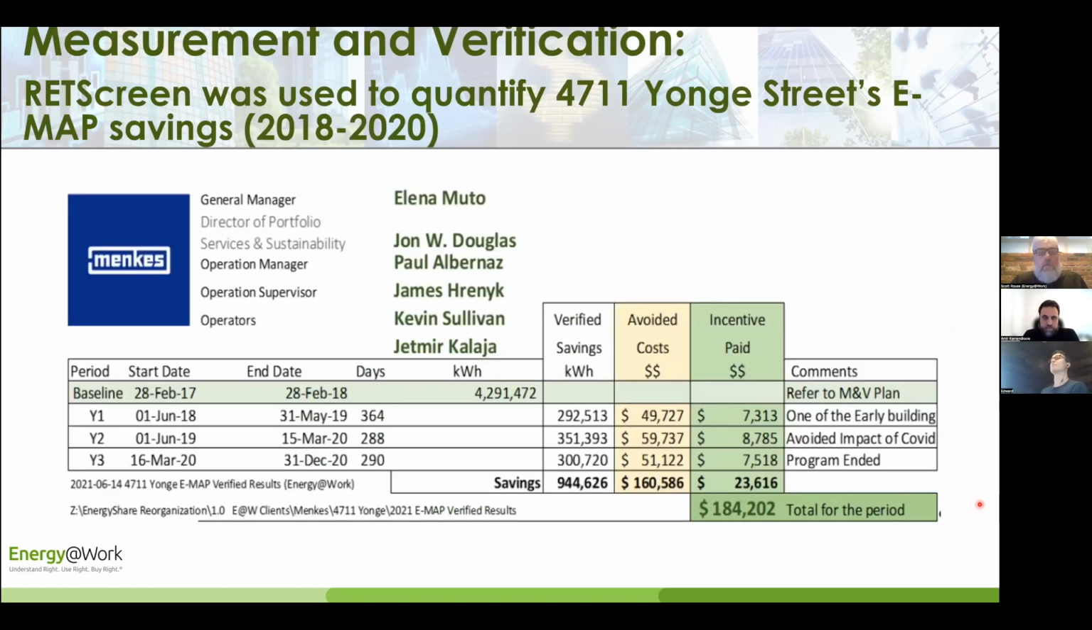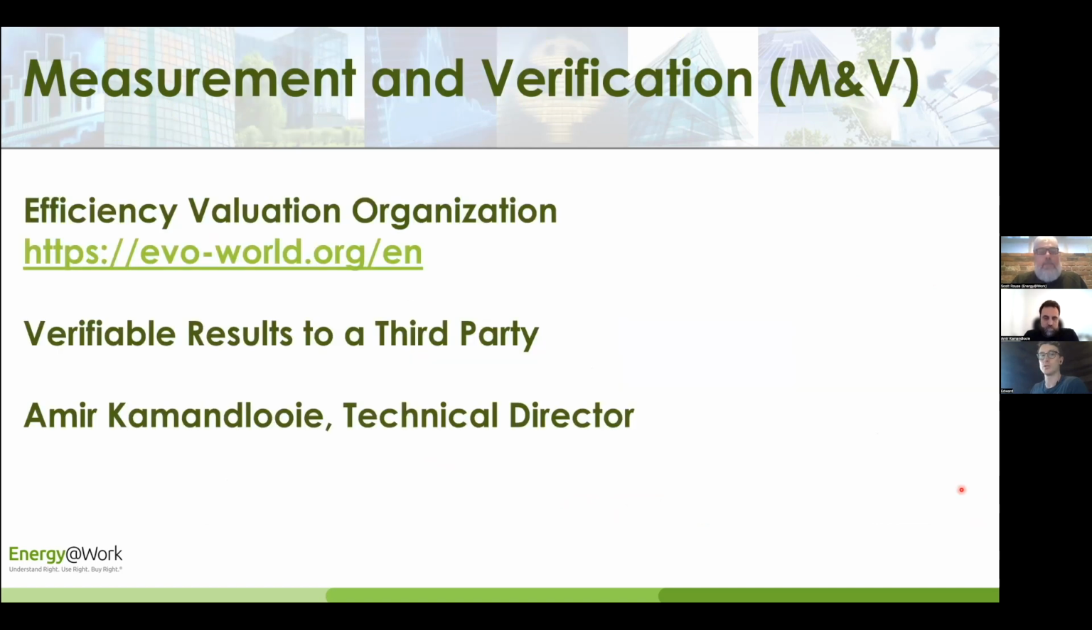The third point, for measurement and verification, is that we use RETScreen to quantify the savings for 4711 Yonge Street in the Pay for Performance incentive program. Between 2018 and 2020, the building saved close to 1 million kilowatt hours. There was an avoided cost and a monetary benefit equaling around $184,000 for that period. So these are very substantial savings. RETScreen played a very important part in quantifying and verifying those savings. I'll pass it over to Amir next, who will speak a bit more about the importance of M&V in RETScreen.